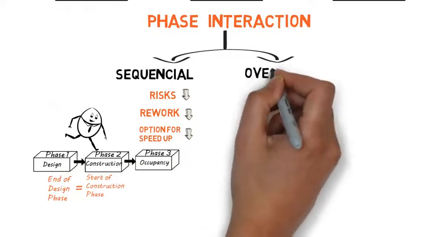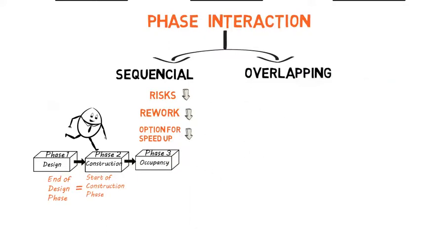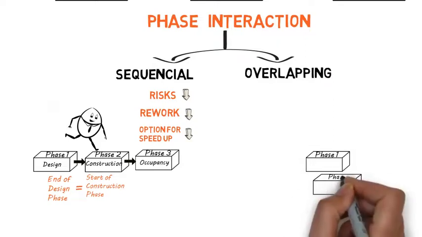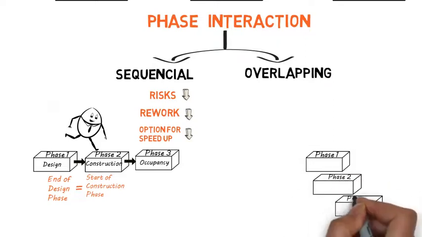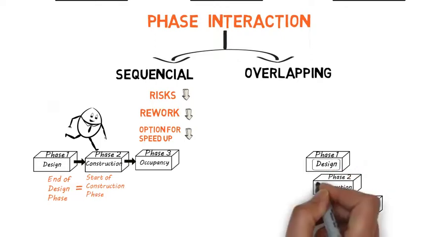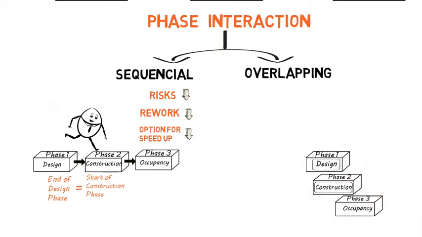Phase-to-phase relationship can be overlapping. In overlapping relationship, as name suggests, phases can overlap on each other. For example, design phase and construction phase can run concurrently. In other words, even before the design phase is complete, the construction phase can be started.